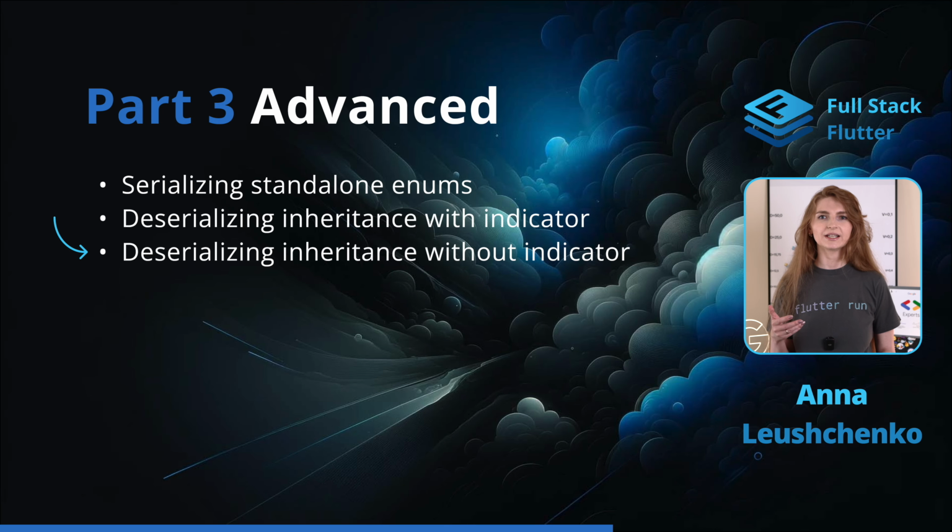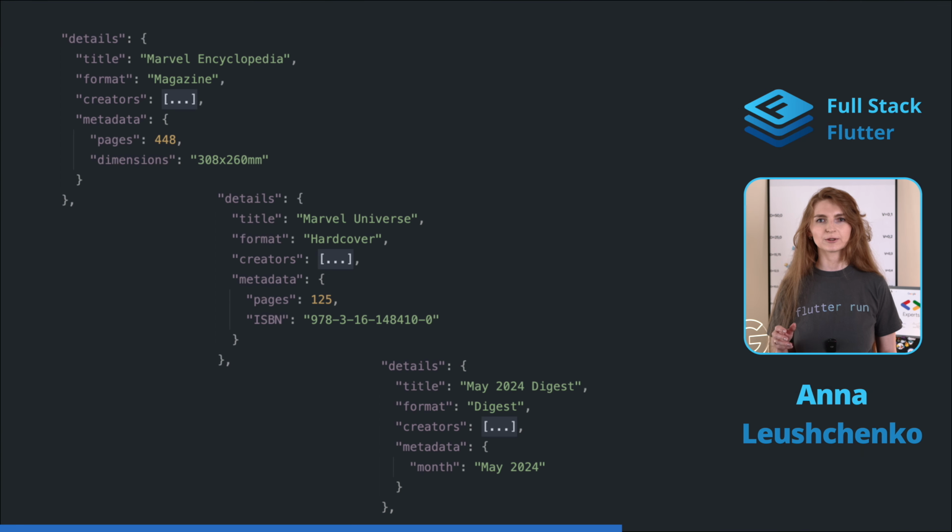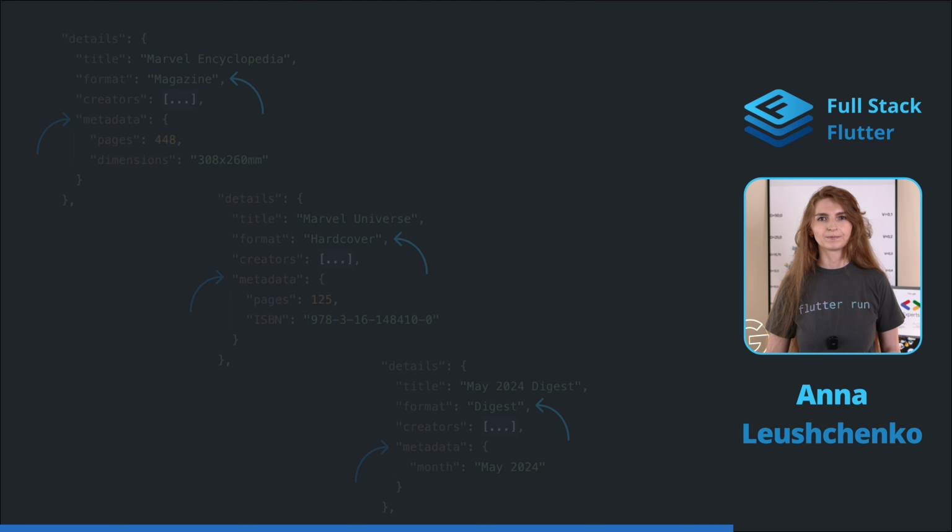So far we looked at a case where an indicator about the class subtype was present in the dedicated JSON itself. Let's now talk about the case where such an indicator is not present. Here are several examples of what the metadata JSON field may look like. As we see, the data structure is different and there is no common indicator field. According to our backend, the metadata structure depends on the book format field that is specified outside of the metadata JSON, so the previous approach needs an enhancement.